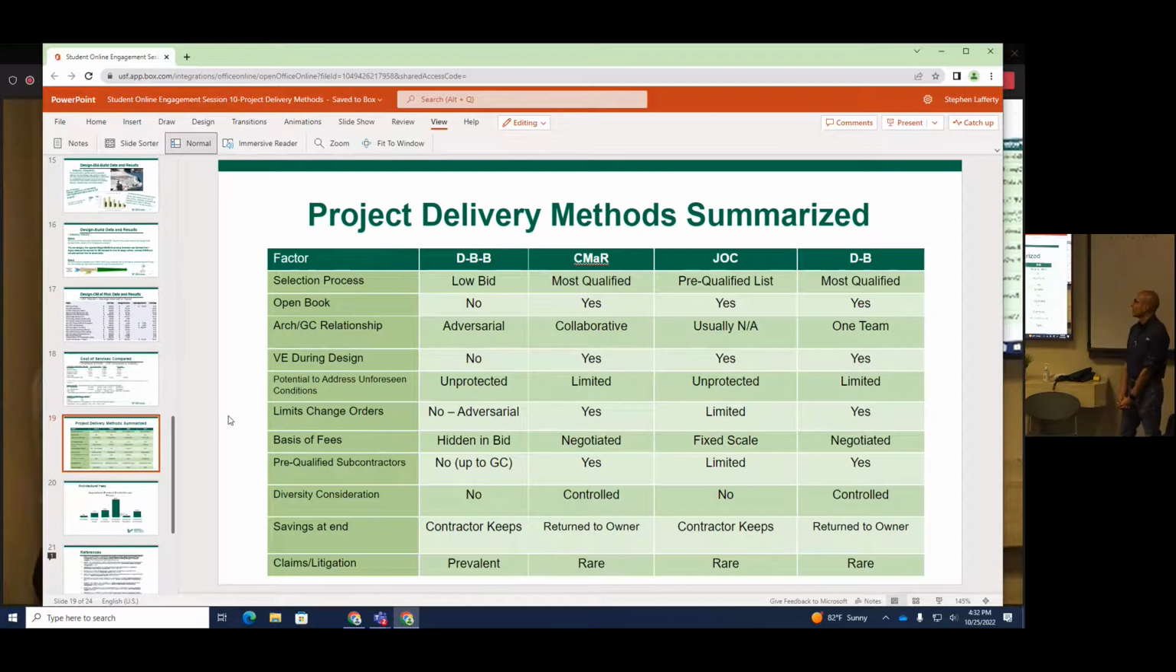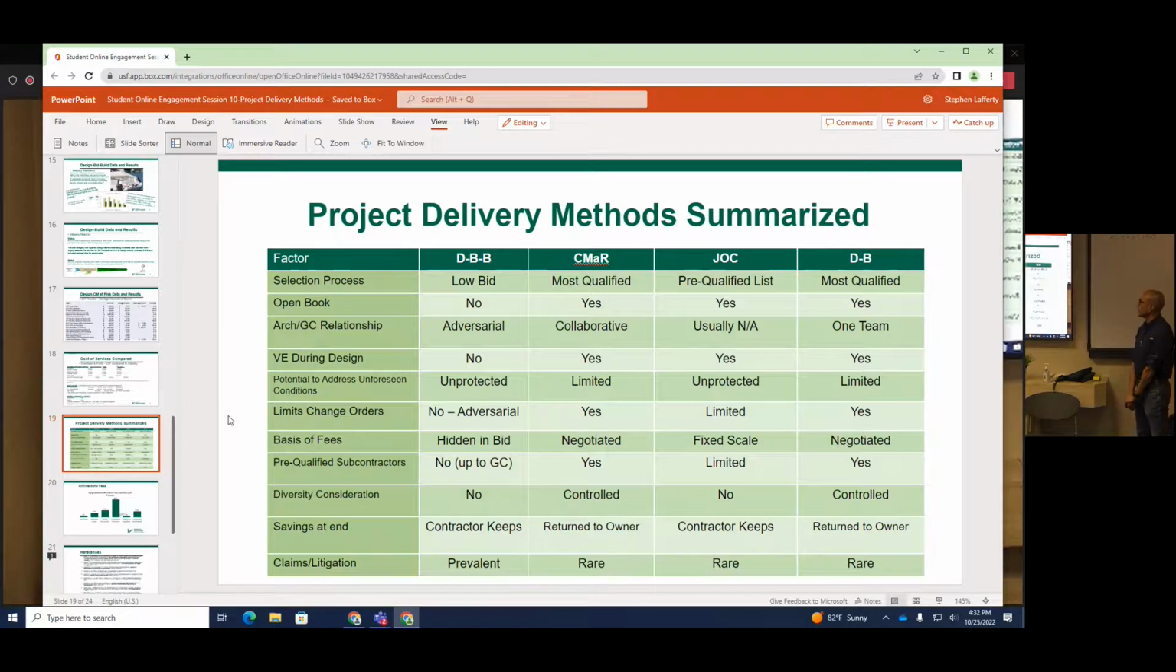So if we summarize it all, this is kind of the pros and the cons for each of the 3 delivery processes. You've got a selection process. The design bid build, low bid, you're selecting the most qualified for both the construction manager and the architect. Same thing with design build. With the job order contracting, you've actually got a list of contractors you can go to.